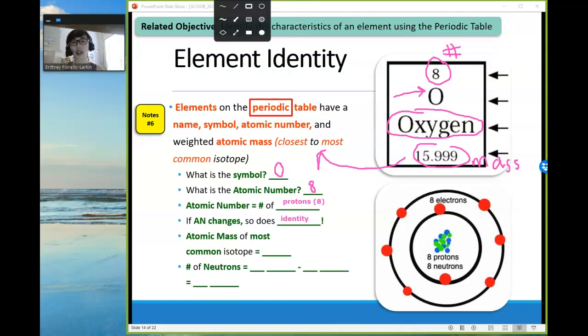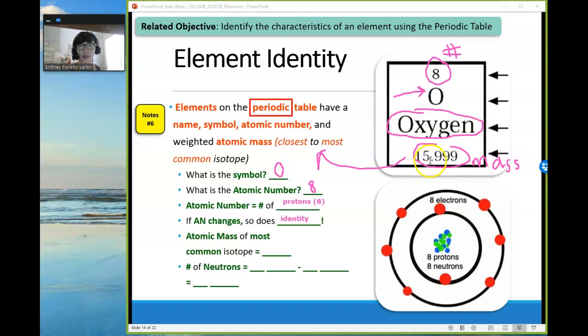Now, atomic mass, on the other hand, is going to be that weird number at the bottom, okay? It's going to be the much larger number because it actually is taking into account more than just the mass of protons. Atomic number is only the protons. Atomic mass takes into account more than that, and we'll talk about that in a moment. So atomic mass is a much larger number, and usually it's kind of a funky number because it's the weighted atomic mass, the weighted average. We learned about that a few lessons ago, so if you need to review that, go back to that video, okay? So this weighted atomic mass, again, is closest to the most common isotope.